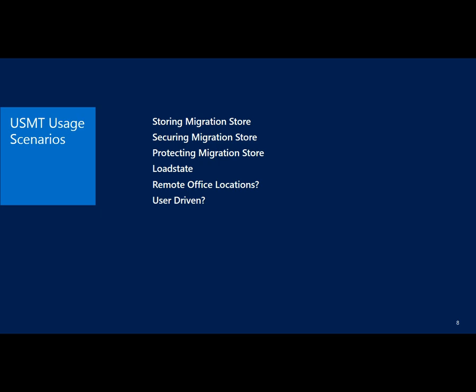How are we going to secure the migration store? Are we going to encrypt it? The answer is you should. But if we are, what key are we going to use? What scenarios? How are we going to protect it? Is it going to be on the local disk, where it's possibly more vulnerable to disk failure or someone grabbing the file? Or are we going to put it on a network share and secure it with our encryption key?